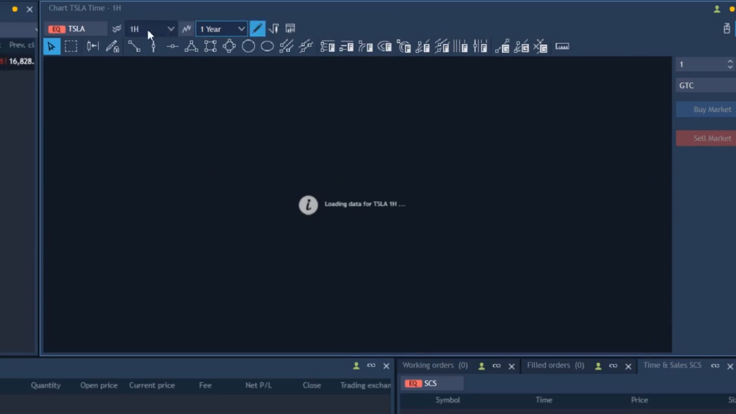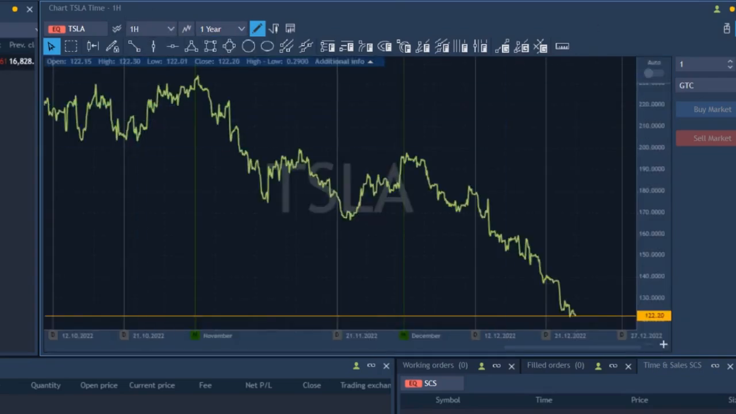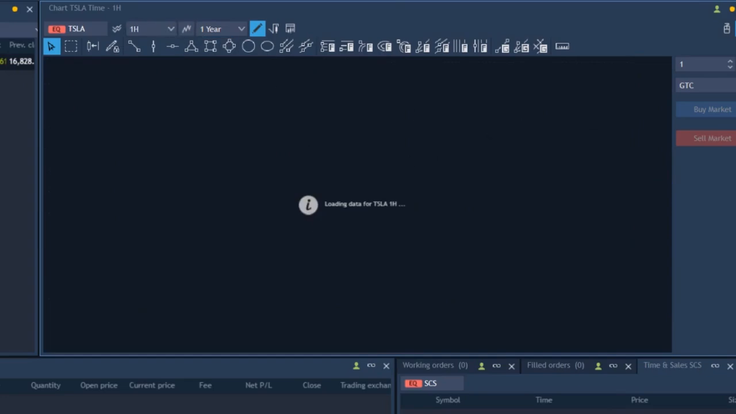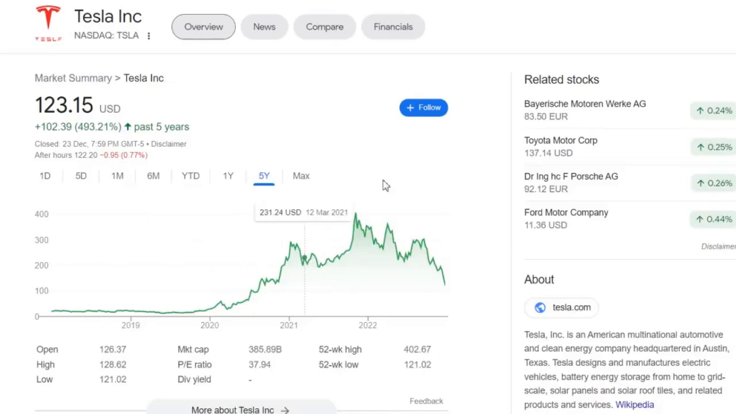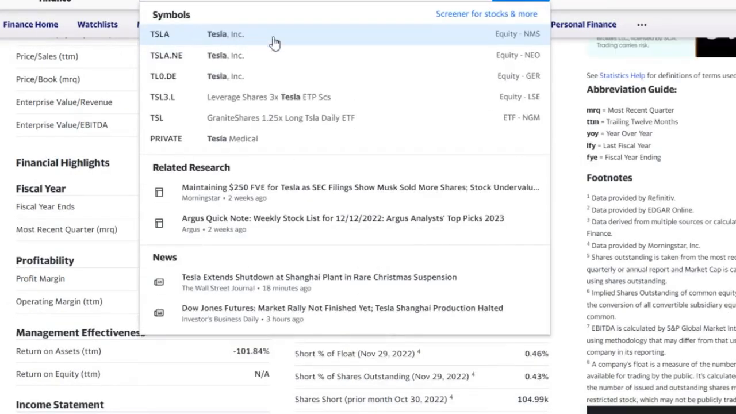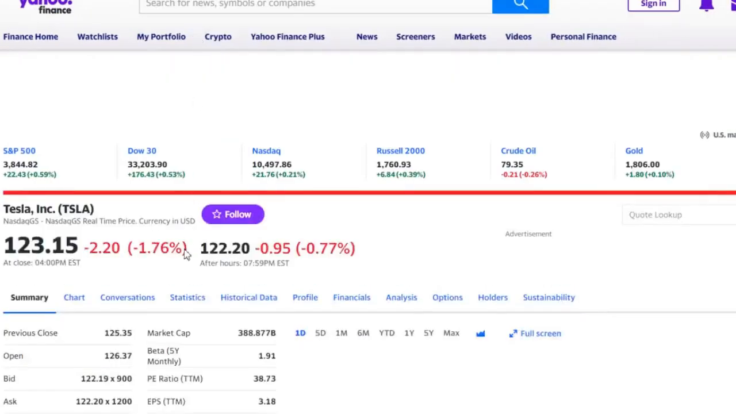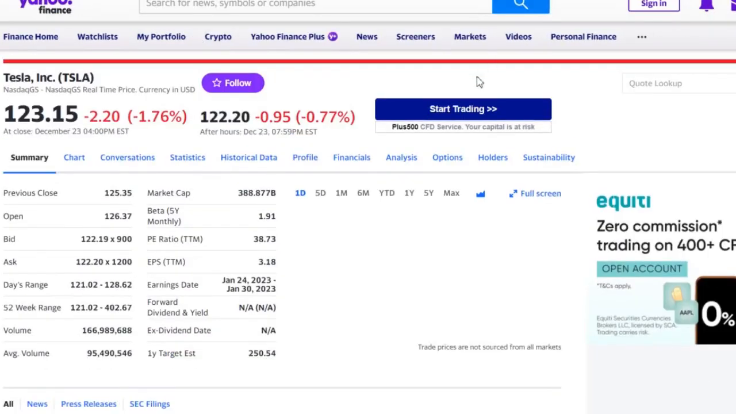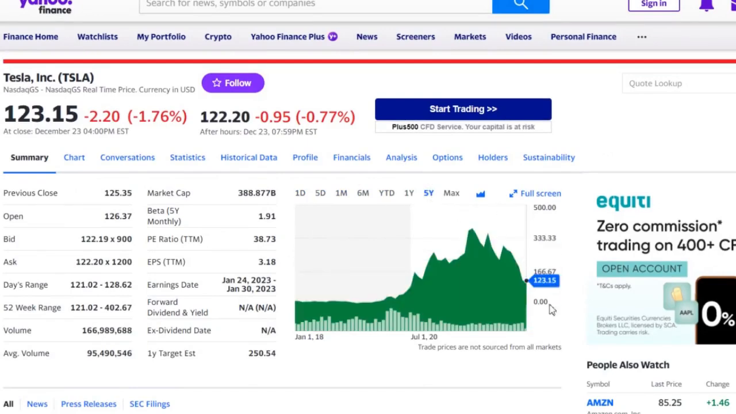So we're using the hourly here. I think this is a better system when we use hour instead of minutes for swing trading. So 1 year gives us the same kind of, let's go here as well, Tesla. So Yahoo Finance. The charting can be done anywhere. The execution is all that matters. That's all you need. So 5 years, remember what we said?